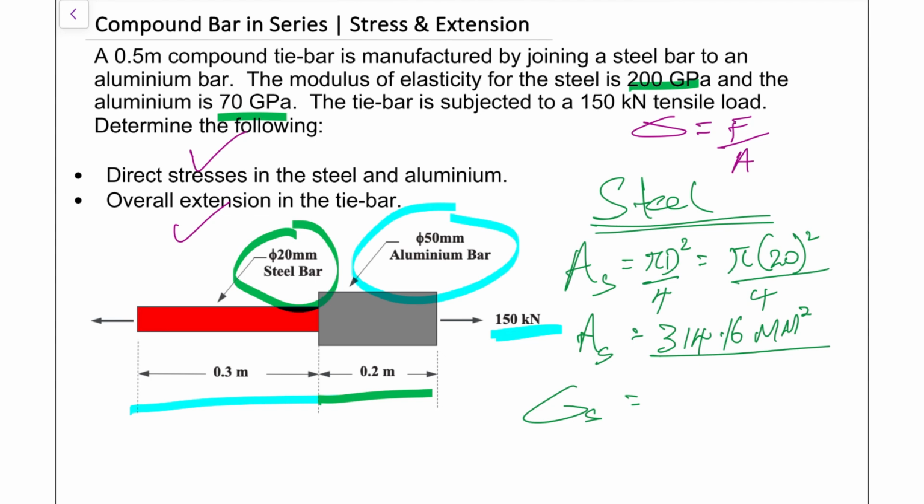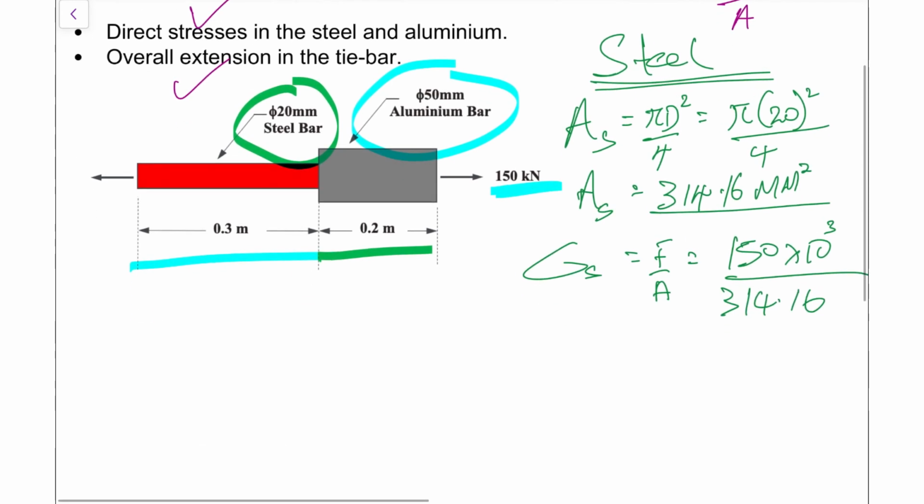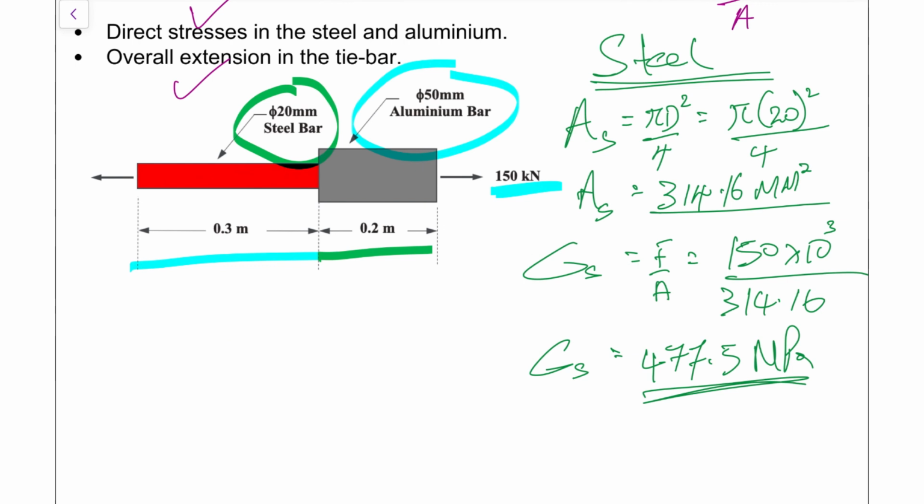So back to the calculation. We are going to do stress equals force divided by area. We now have the area, and we have the force from the question, which is 150 kilonewtons, so 150 times 10 to the 3. That's what we will divide by 314.16. That will give us the stress for the steel bar, and in megapascal terms that is 477.5 megapascals. So that right there is one of our calculations done.